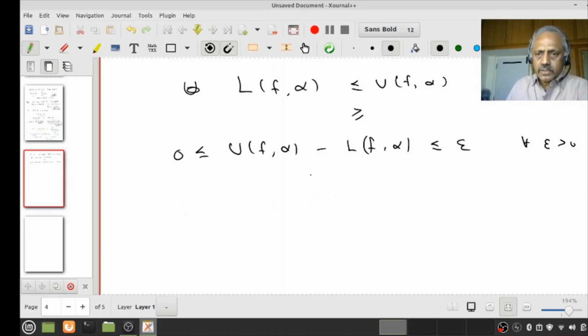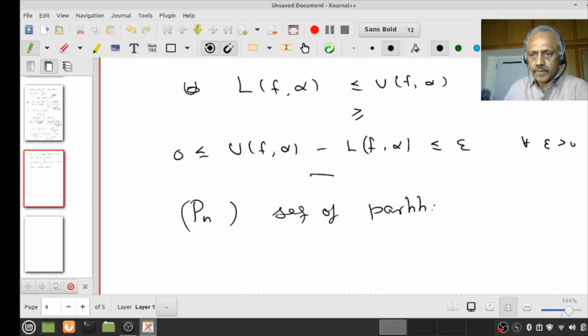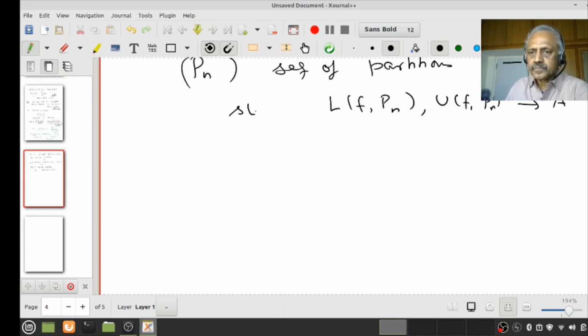Now let's look at another thing. Suppose I have a sequence of partitions Pn, so that LfPn and UfPn both converge to the same number, let us say capital A. You understand this? Then I want to know whether f will be integrable.